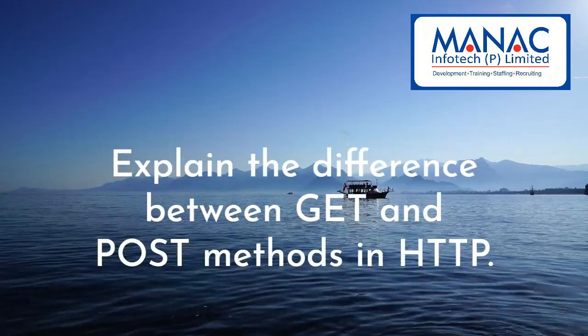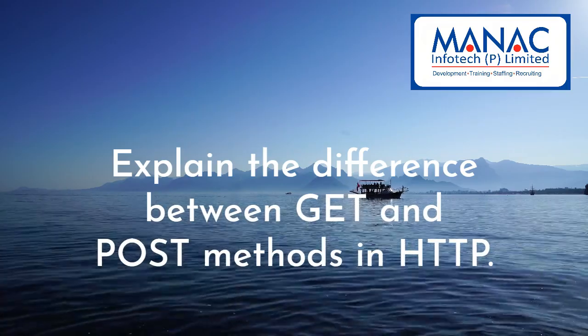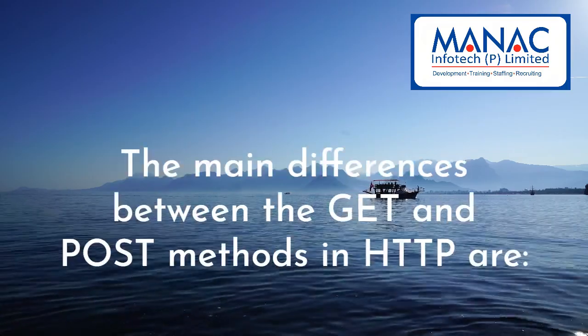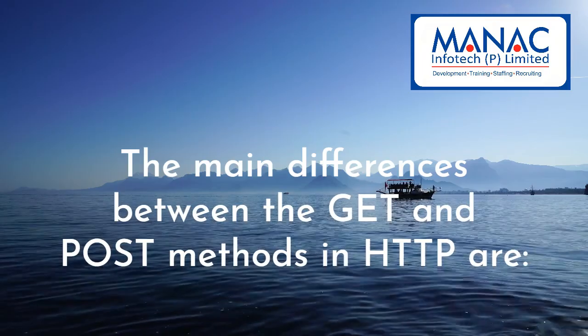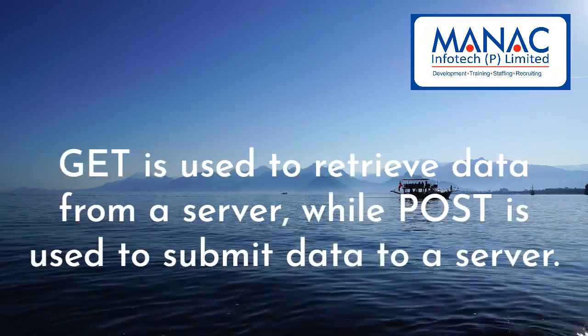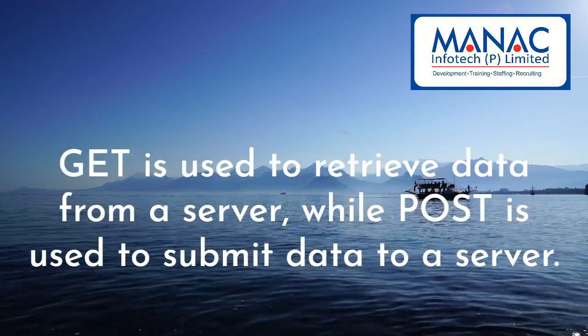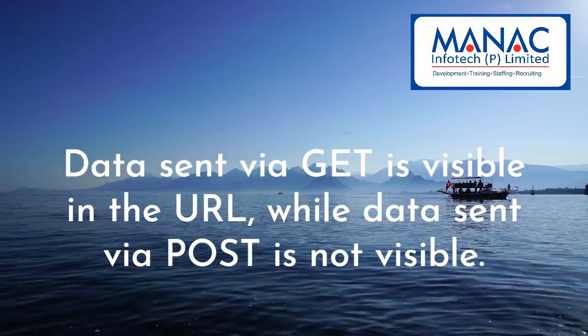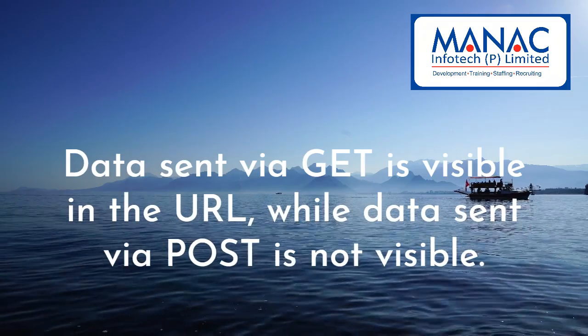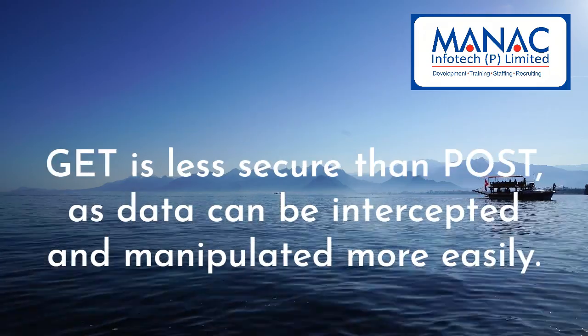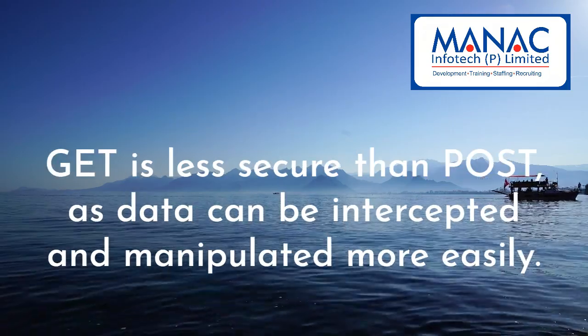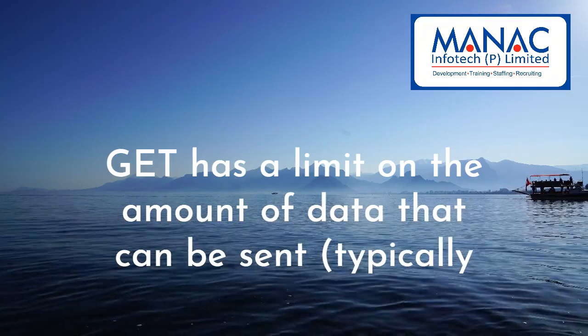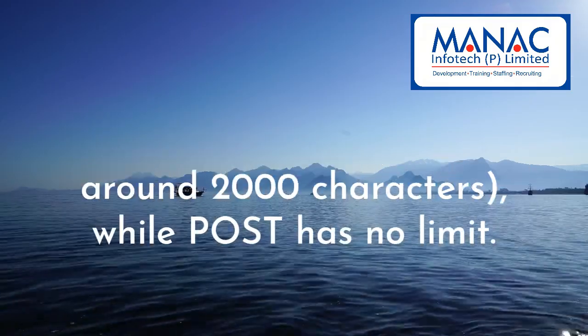Question 5. Explain the difference between GET and POST methods in HTTP. Answer. The main differences between the GET and POST methods in HTTP are: GET is used to retrieve data from a server, while POST is used to submit data to a server. Data sent via GET is visible in the URL, while data sent via POST is not visible. GET is less secure than POST, as data can be intercepted and manipulated more easily. GET has a limit on the amount of data that can be sent, while POST has no limit.